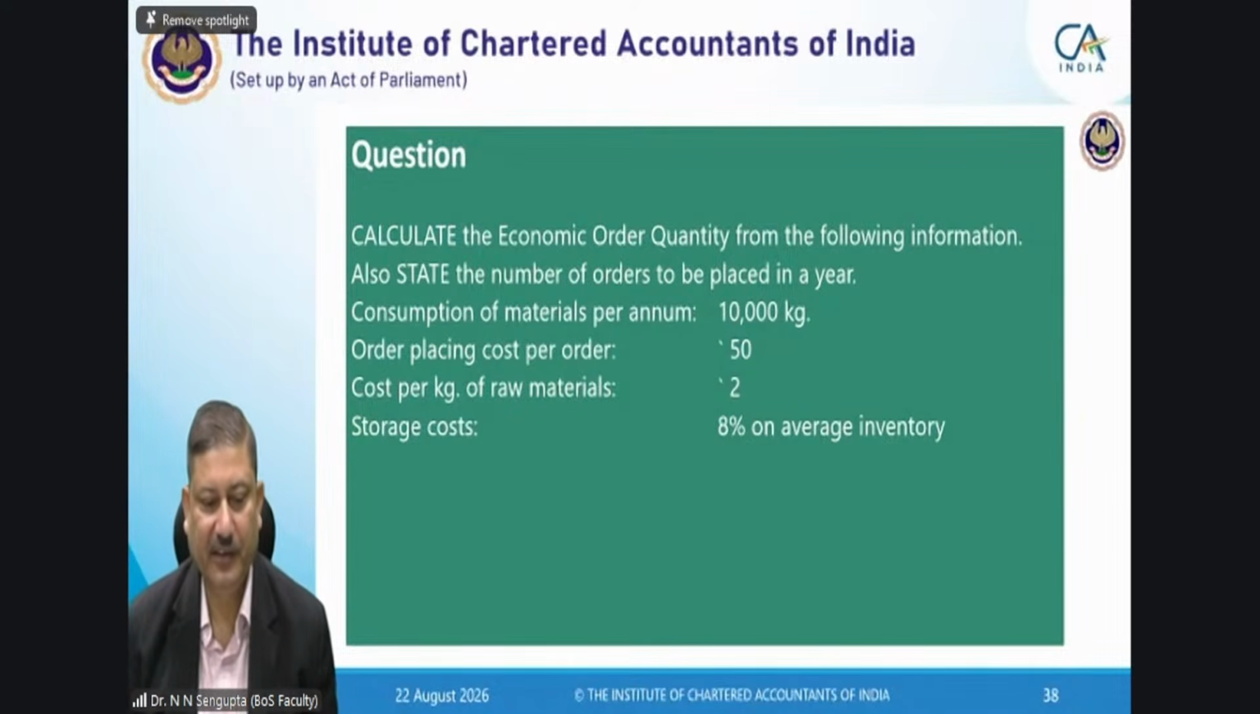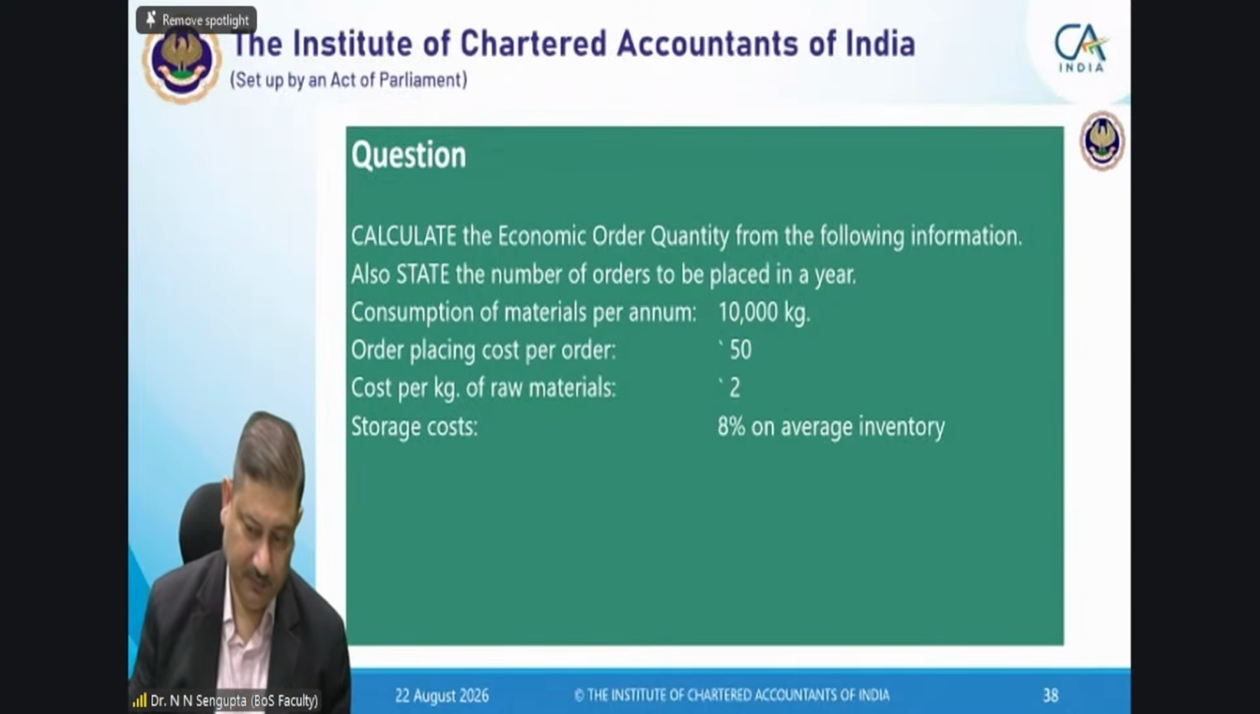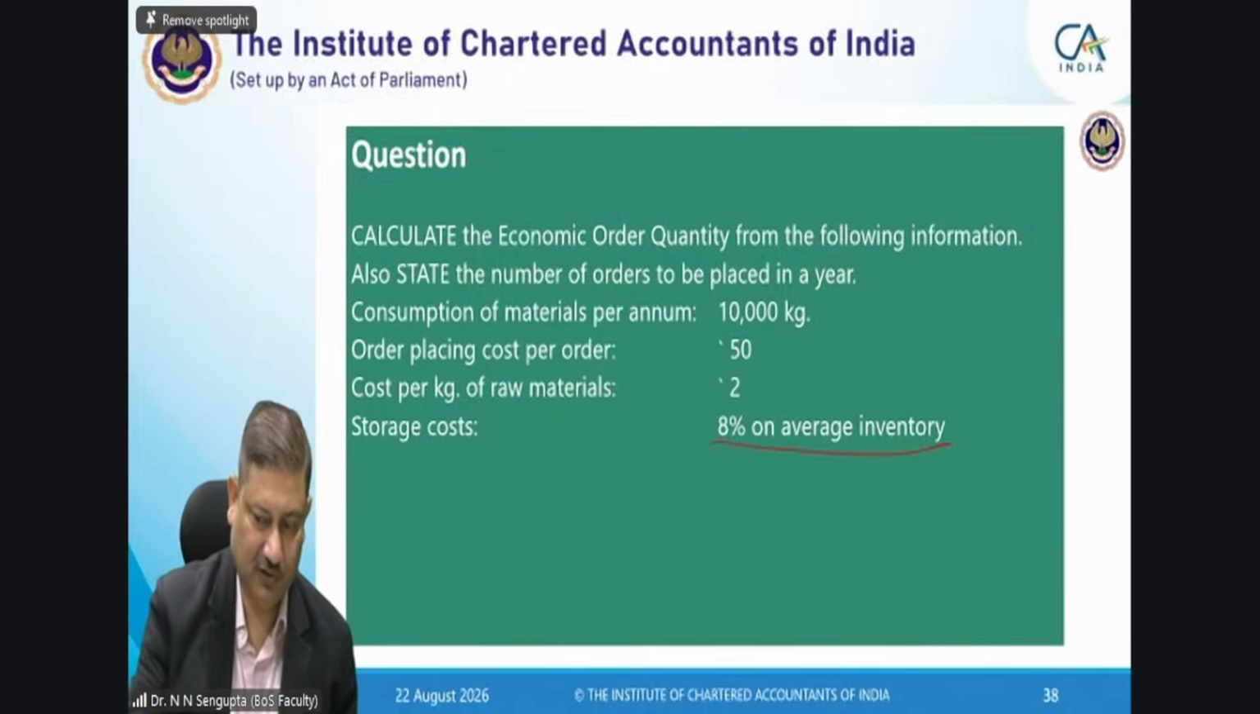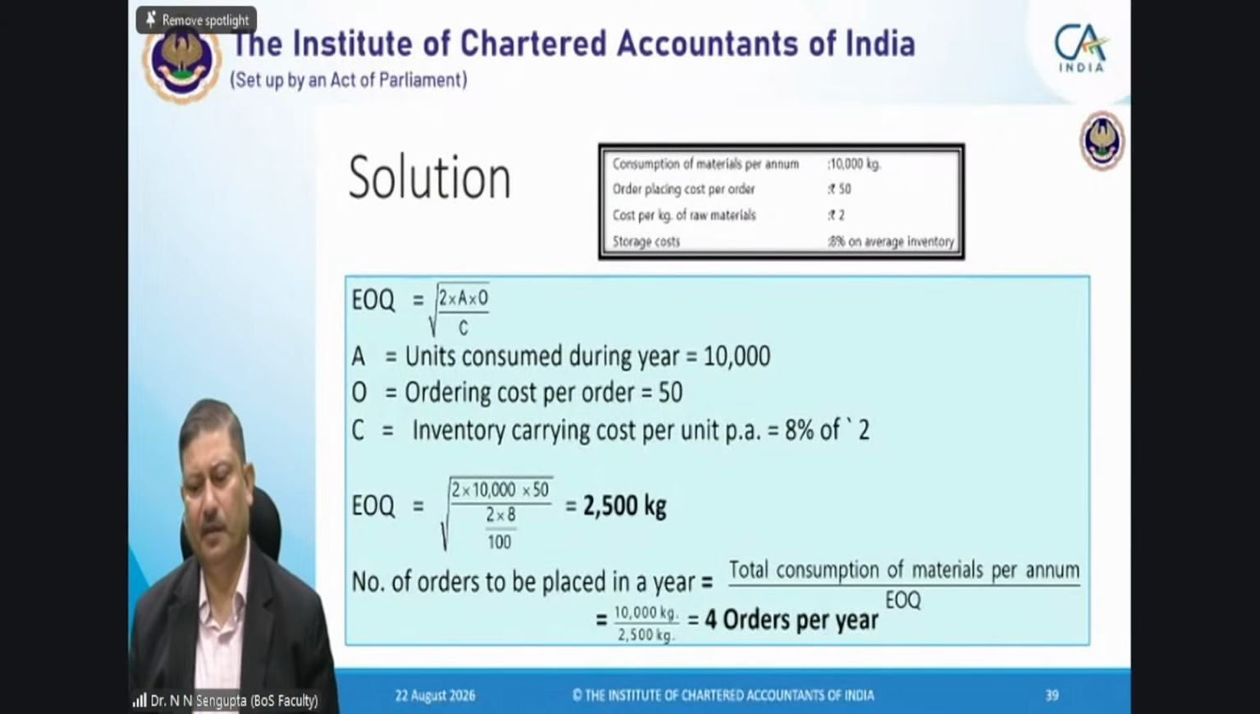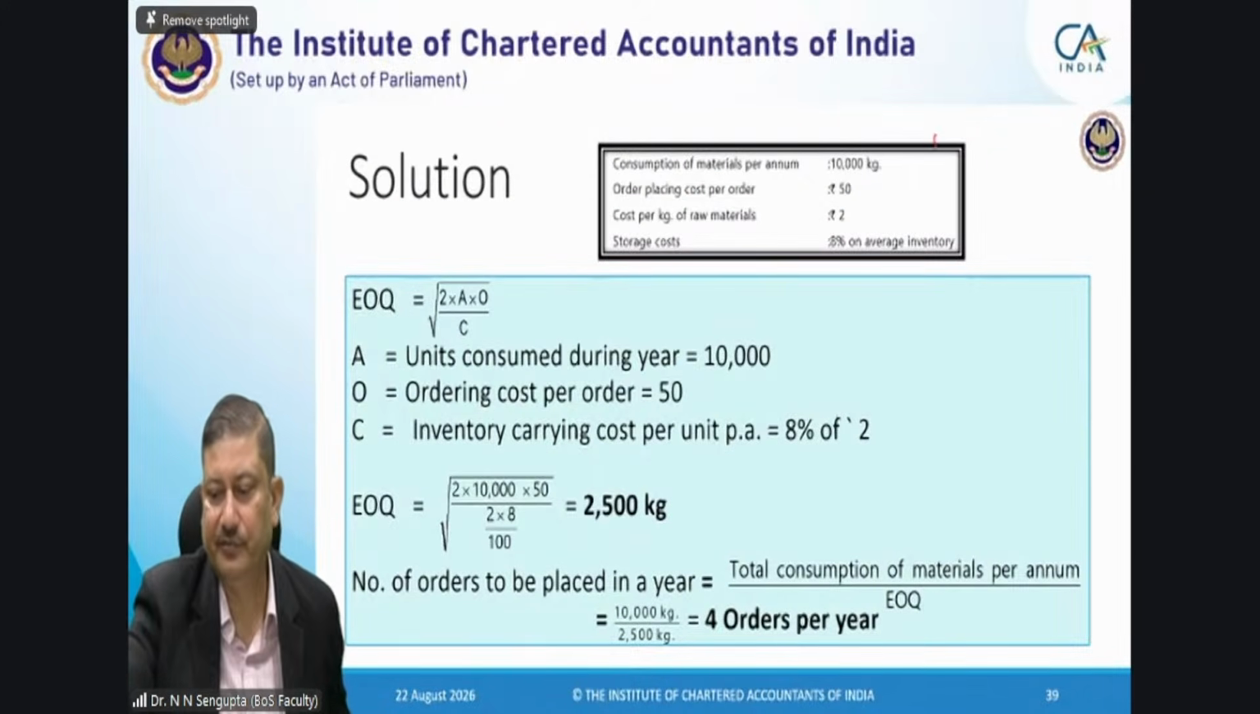Welcome back, my dear students, and we were discussing the economic order quantity question, and so this is the question where consumption of material is given, order placing cost is given, and cost per kg of material is also given, and the storage cost is also given. So simple questions. So these are the data.